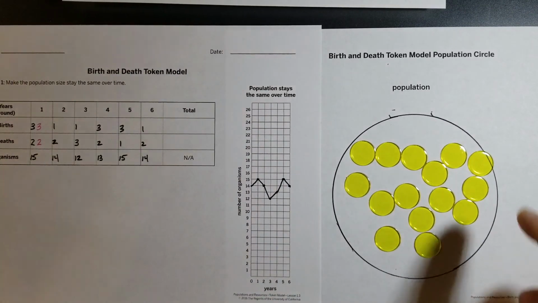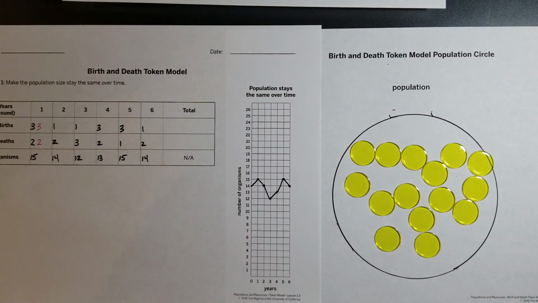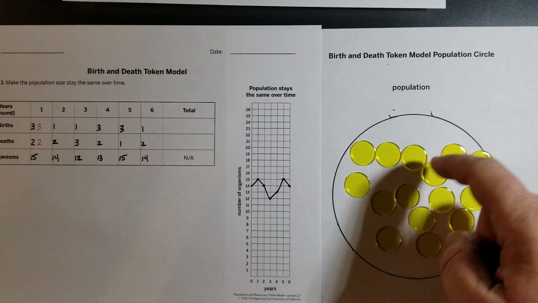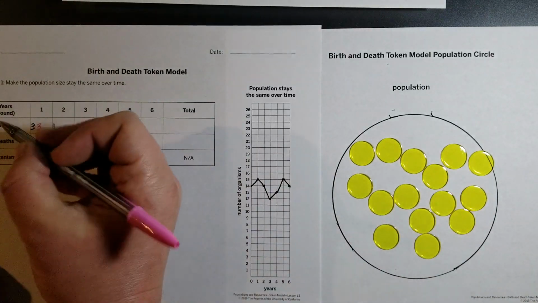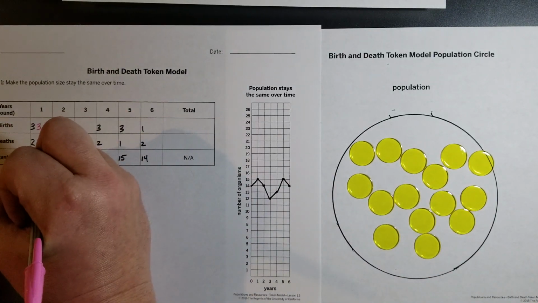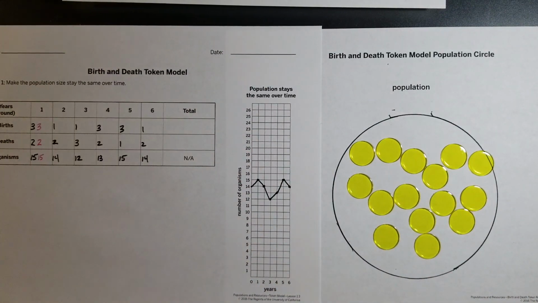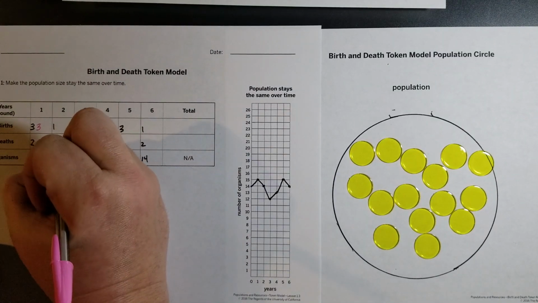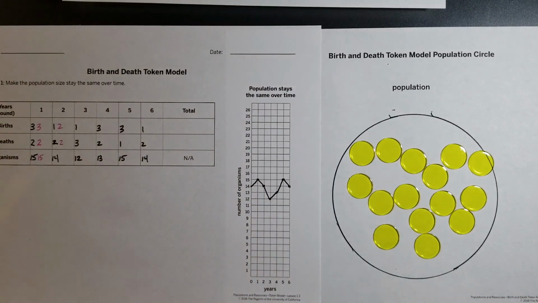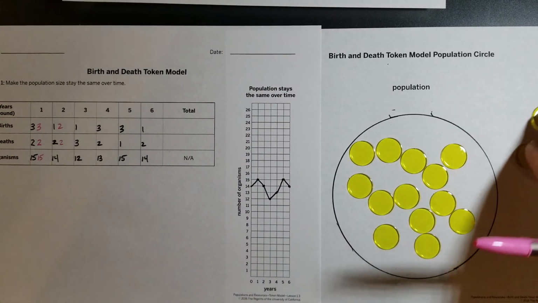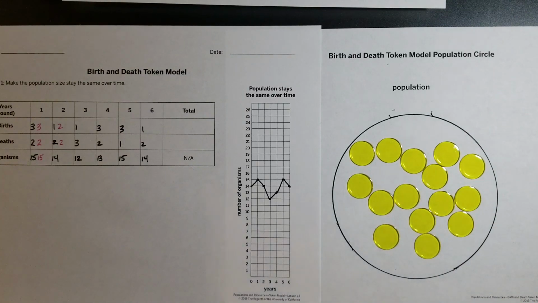Now our population should be increased by 1, right? So that makes 15. All right, this next year, there were 2 deaths and 2 births. So we'll remove 2. Then we'll add 2. And our count stays the same.